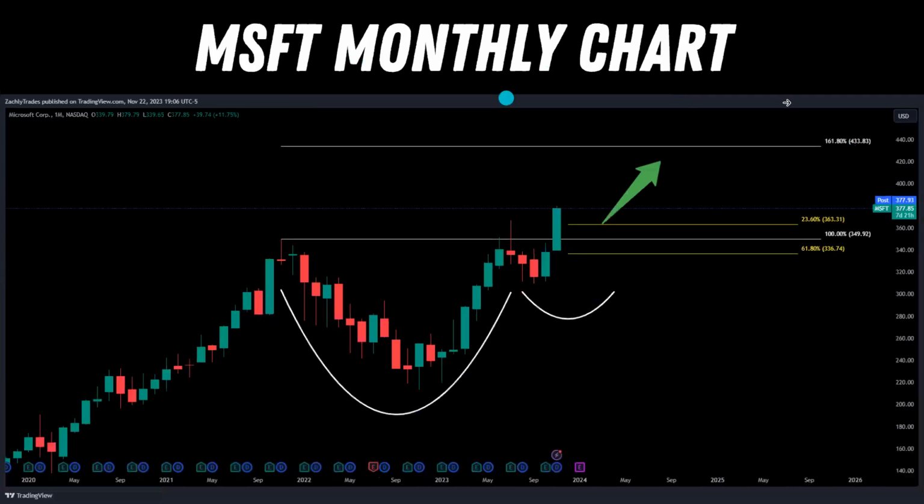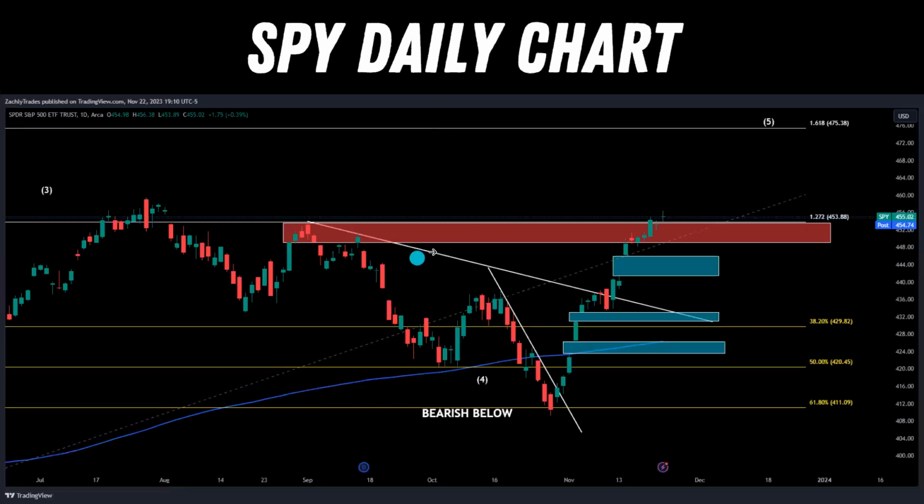We'll also take a look at Microsoft here, that monthly cup and handle just absolutely exploding. The stock is making new all-time highs. We'll break down Microsoft, and we'll also talk about the S&P 500 SPY ETF. All right, breaking out from that inverse bump and run pattern, looking very, very beautiful. Okay, we're going to break down all of those charts in today's video.